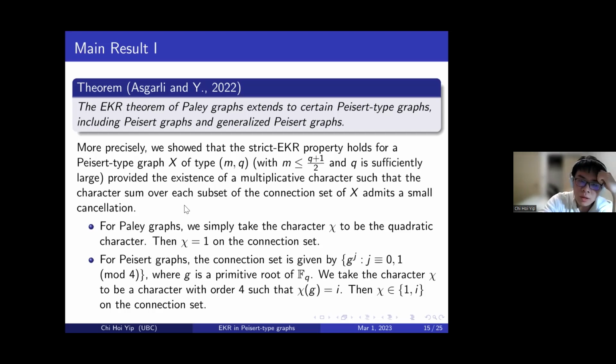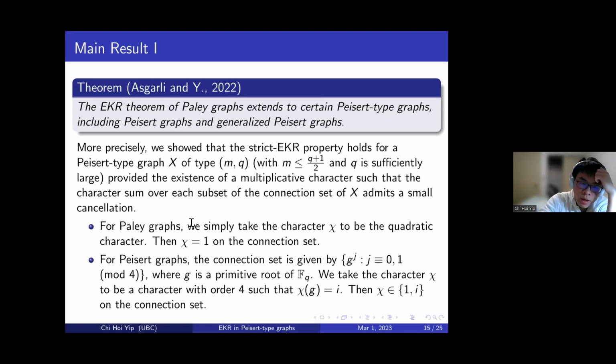assumption is the following. So we have to find a multiplicative character such that the character sum over each subset of the connection set of X admits a small cancellation. Perhaps this is not easy to understand. So let me just mention 2 examples of this statement.